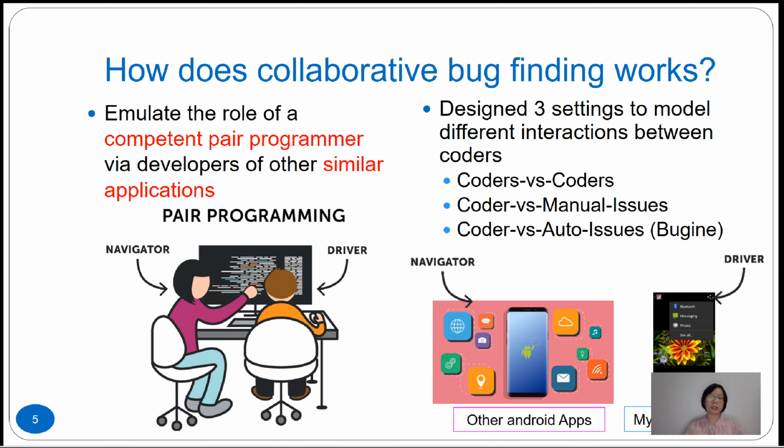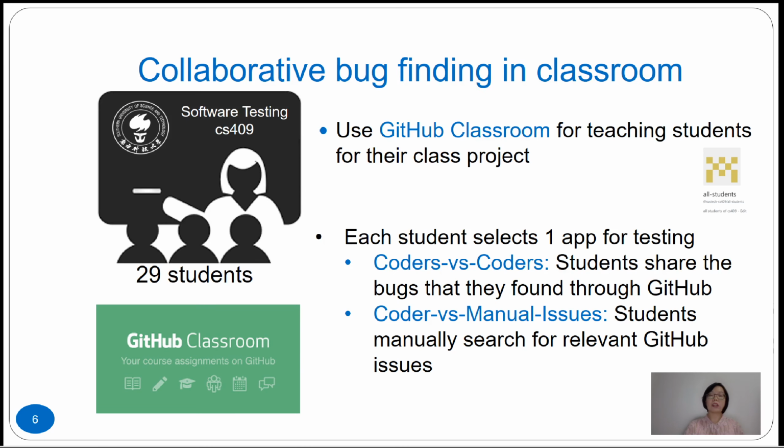We first actually tried this idea of collaborative bug finding in a classroom setting, where I was teaching a software testing class with 29 students at SUSTech, and we used GitHub Classroom for teaching students, and then we tried two different settings. In one setting, students share the bugs that they find through GitHub, particularly in GitHub Discussions. And in the second setting, students manually search for relevant GitHub issues.